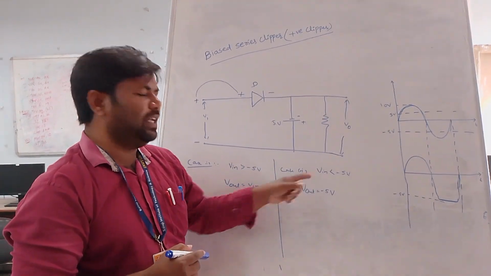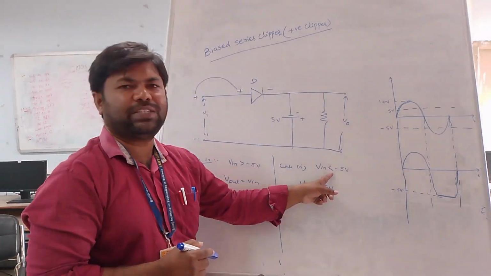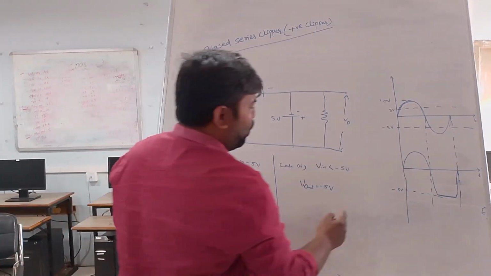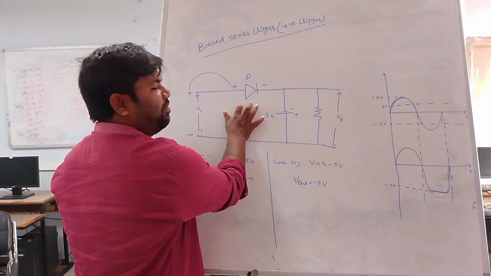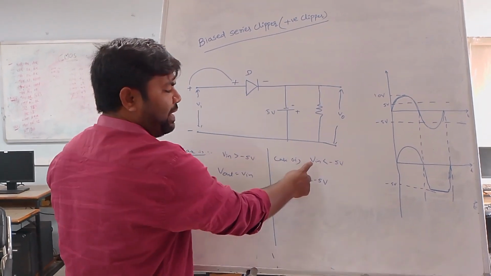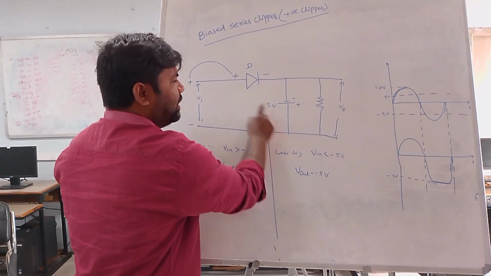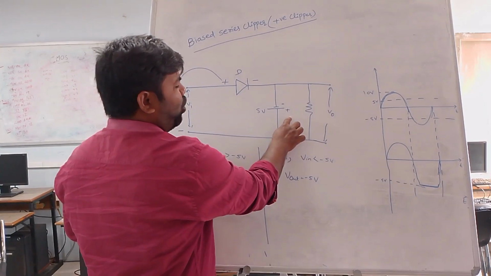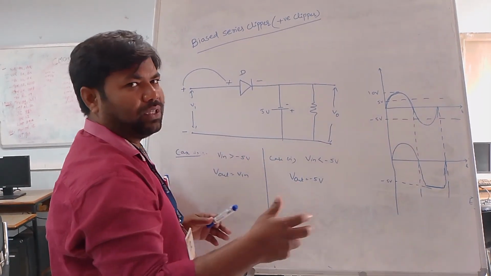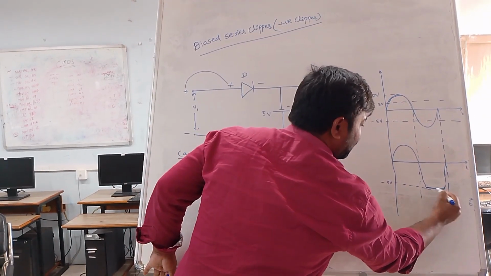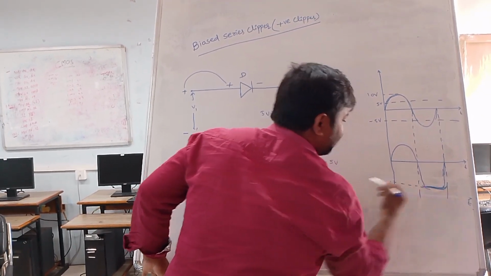In reverse bias condition, what is that? Vin less than minus 5 volts. Less than minus 5 volts means only this part. That means this diode will be in reverse bias condition. When we apply Vin less than minus 5 volts, this diode will be in reverse bias condition. Reverse bias condition means the output we are getting is only minus 5 volts. That 5 volts is the DC voltage, so we are getting the output at the negative half of the cycle.